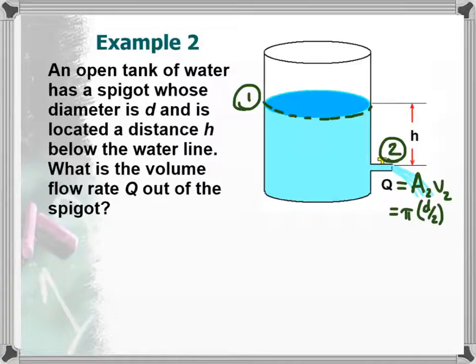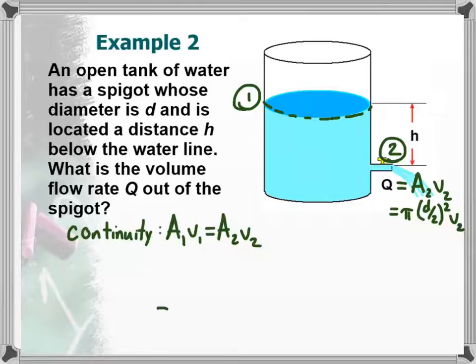So that volume flow rate, Q, is equal to the cross-sectional area of that spigot times the velocity at which that fluid is flowing. I can write that as pi times radius squared, or diameter over 2 squared, times the velocity of that fluid coming out of the spigot. Well, that means I have to find V2. I can find V2 by using either the continuity equation or Bernoulli's equation. So let's try the continuity equation first.